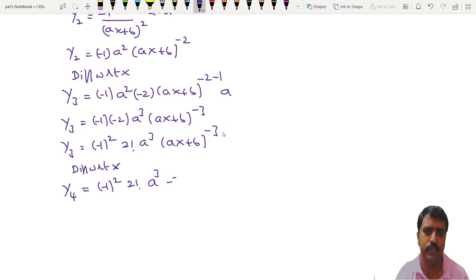When you differentiate that, it gives minus 3 into ax plus b to the power minus 3 minus 1, minus 3 minus 1, so that is minus 4. You can write it directly. Again the differentiation of ax plus b is a, so y4 is equal to, you take one more minus 1 common factor here, minus 3 into the minus 1 separately. Then that minus 1 multiplied by minus 1 whole square gives minus 1 whole cube.